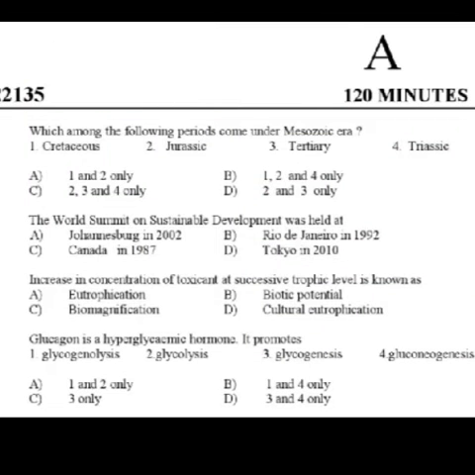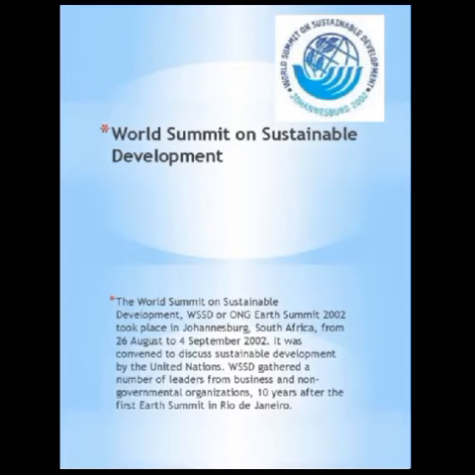Second question. The World Summit on Sustainable Development was held at option A, Johannesburg in 2002, option B, Rio de Janeiro in 1992, option C, Canada in 1987, option D, Tokyo in 2010. The answer is option A, Johannesburg in 2002.